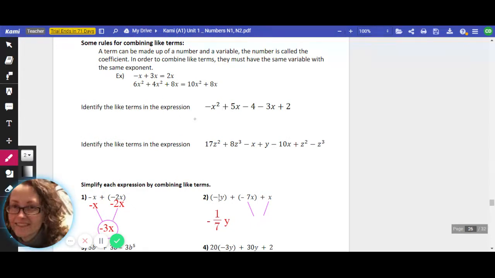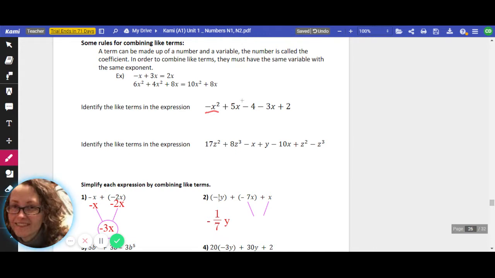I want to identify in this expression any like terms that I have. So I'm going to go ahead and grab my pen. Let's go ahead and look at the x squared first. I want to see in this expression, are there any other x to the second powers in the rest of this expression? And there are not. So let's skip ahead to our next term.